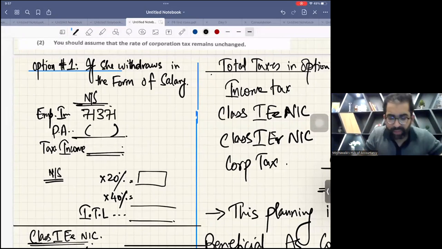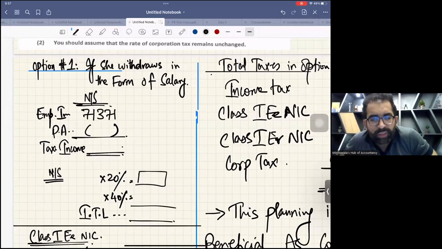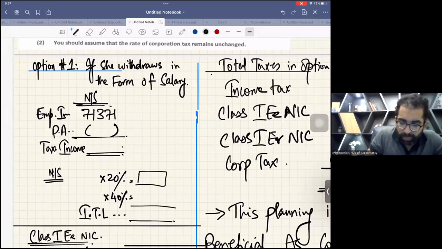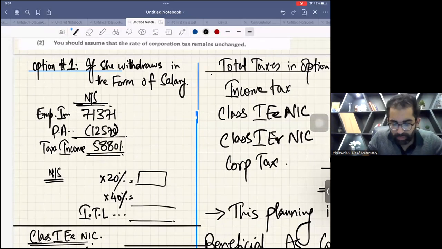71371, this is your salary. Now, there is no other income, so this will be your total income. This will be your ANI. And as your ANI is less than 100,000, your personal allowance will be 12570. Come on, tell me your tax. 58801 is your taxable income.